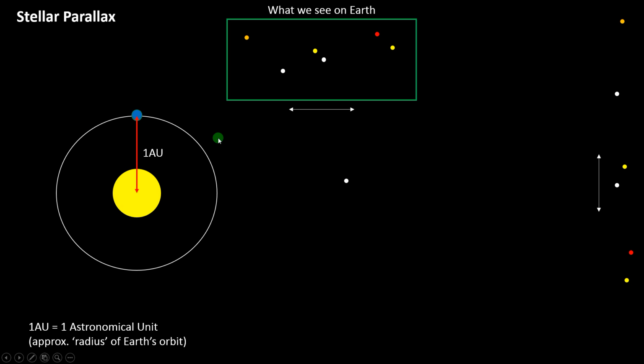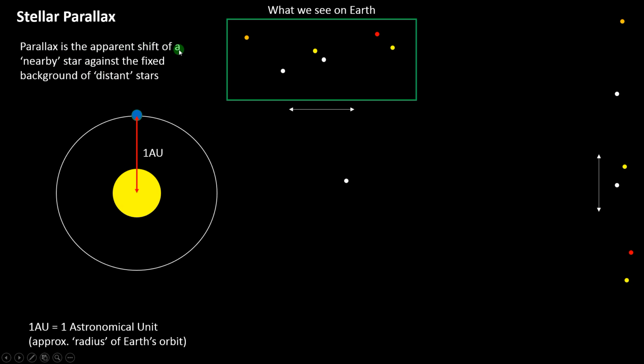Okay, so what is stellar parallax? Well, it's the apparent shift of a nearby star against the fixed background of distant stars. Now, obviously the term nearby for describing stars is relative, as is the term distant. So we're going to show it on this diagram here: this is the nearby star in the centre here, and the distant stars are these ones off on the right hand side.